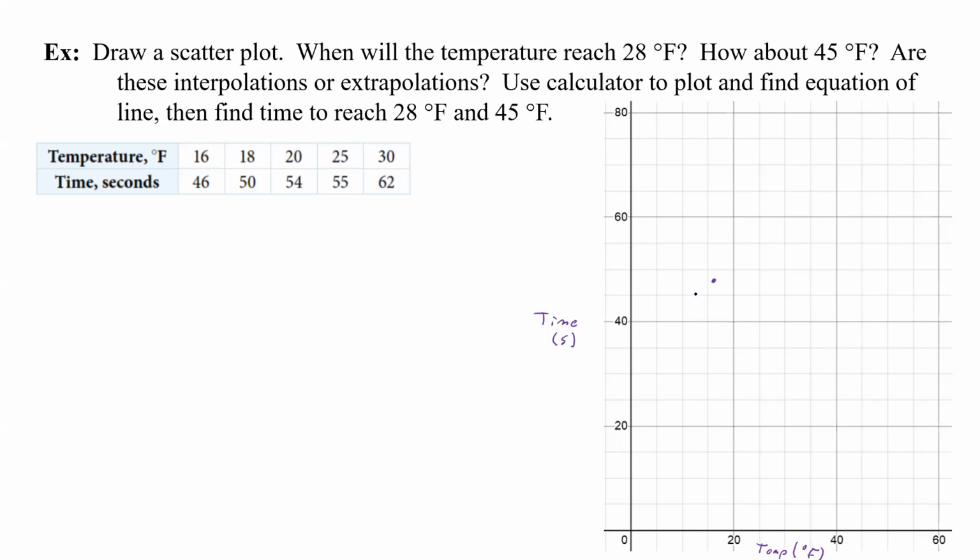Then 18 and 50. That's 16, so 18 is a little under that, but it's right at the 50. Then at 20, we have 54, and 55, 54 is about right there probably. Then we have 25 and 55, which would be about there. And then we have 30, which is going to be right here, and 62, which is going to be just a little bit over.